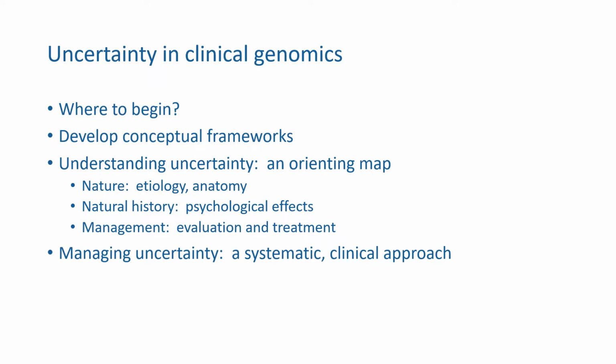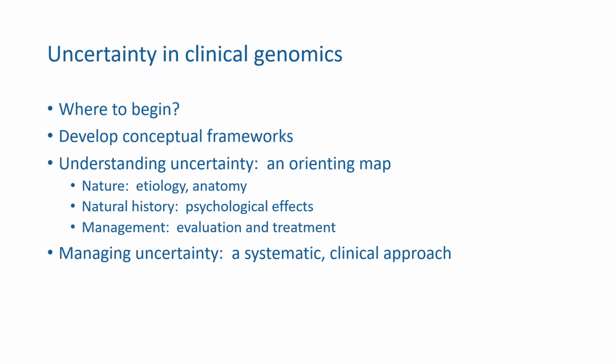Conceptual frameworks can first provide us with orienting maps that can help us understand the phenomenon of uncertainty, including its nature, that is, where does it come from, what's its etiology, what's its anatomical structure, if you will, that is, how does it manifest, what are the different forms and shapes and varieties of uncertainty, what is the natural history of uncertainty, how does it affect people psychologically, and finally, how do we manage uncertainty? How do we evaluate it and actually treat it clinically?